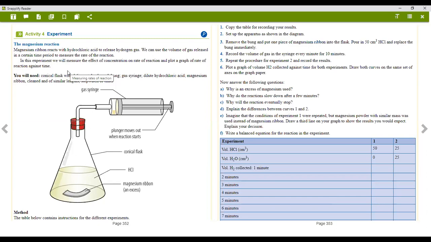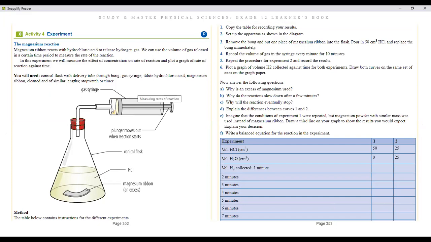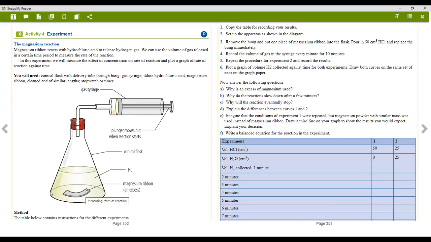So this is what we're going to need. We're going to need a conical flask with a delivery tube through a bung, a gas syringe, which is this one, diluted hydrochloric acid, magnesium ribbon, cleaned and of similar length, and a stopwatch or a timer. What are we going to need a stopwatch or a timer for? When we start measuring on our syringe, we're going to record our results in time intervals. The plunger moves out when the reaction starts. So when the reaction starts, you need to have your timer and start jotting down your results as they come along. Okay, so we've got our magnesium ribbon here in excess, which is the reactant that is dissolving in the hydrochloric acid. So this is our hydrochloric acid and this is our flask, as you guys can see here.